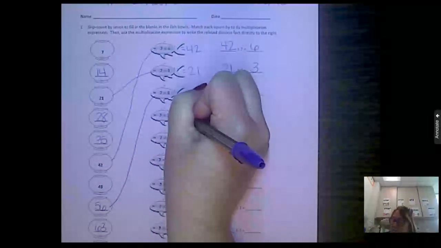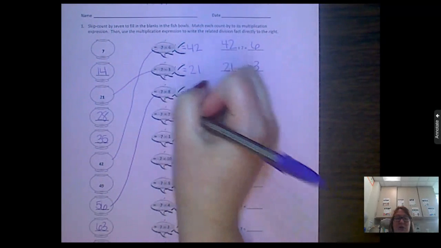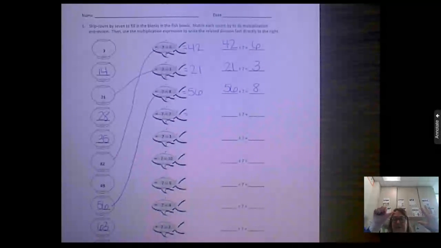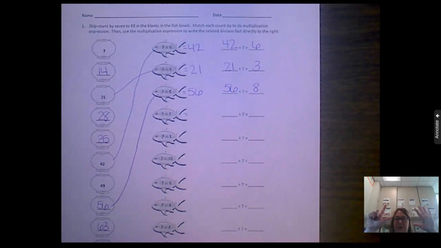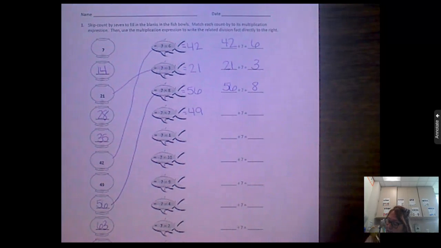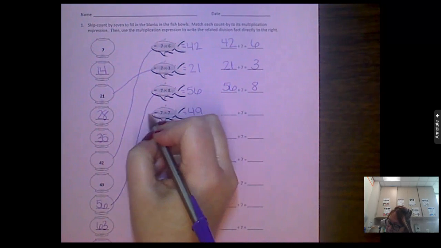7 times 7. So let's do our 7 song 7 times. Ready? Here we go. 7, 14, 21, 28, 35, 42, 49. What do we get? 49. So 7 times 7 equals 49. And take that fishy home. Glub, glub, glub. There he is.